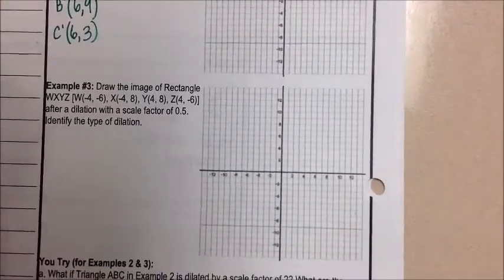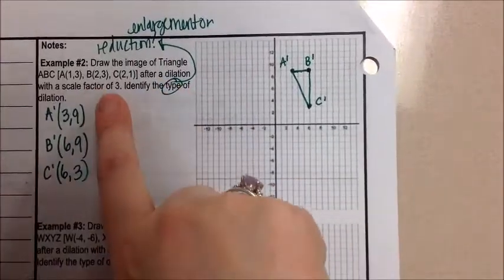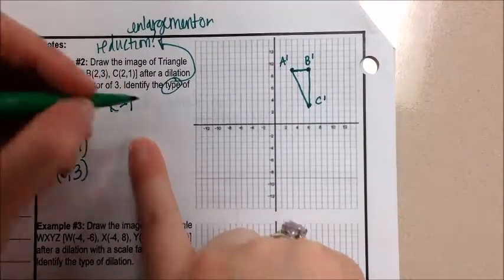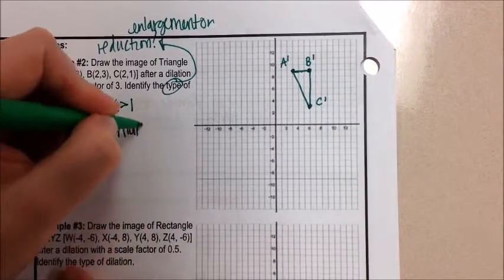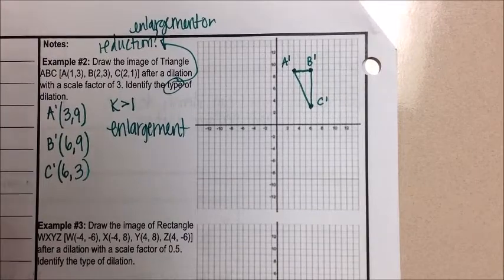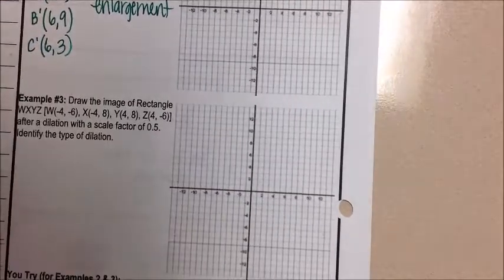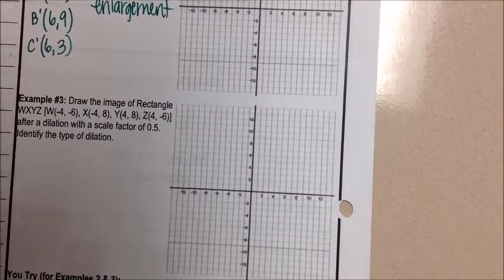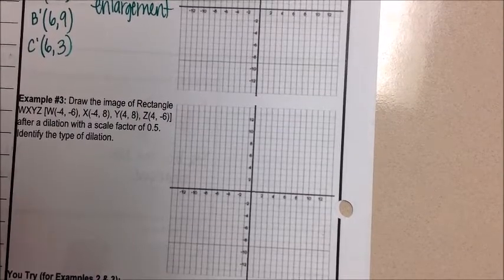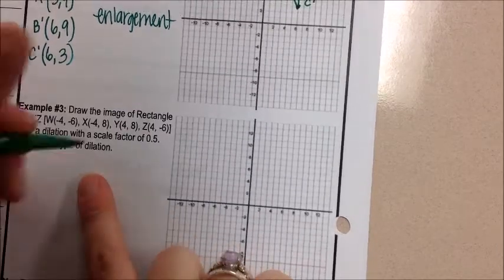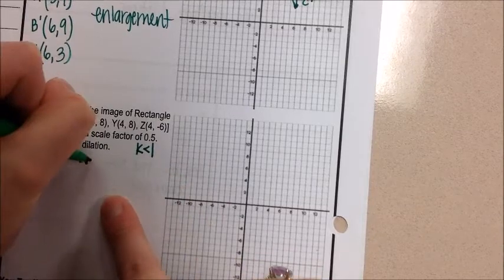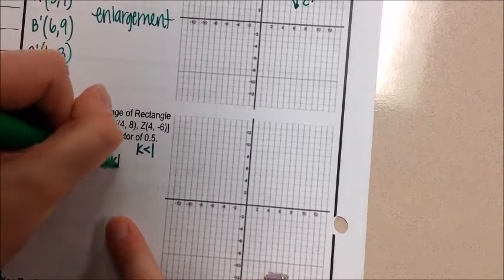Okay, example number 3. The previous scale factor was greater than 1, so that was an enlargement. Now we're drawing the image of rectangle WXYZ after a dilation with scale factor of 0.5. Identify the type of dilation. So this, my k, is less than 1. So this time, this is a reduction.